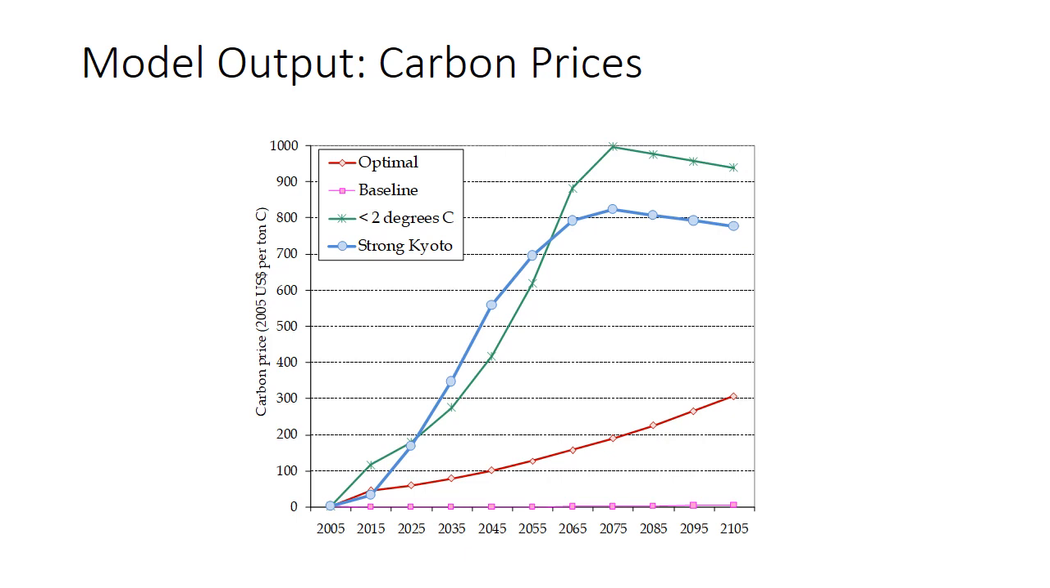Now, the reason it's difficult to keep temperatures below 2 degrees C is because the carbon prices would have to increase very steeply, as you can see from the green line. By 2075, carbon prices would have to be $1,000 per ton of CO2 or carbon. So this is pretty drastic.